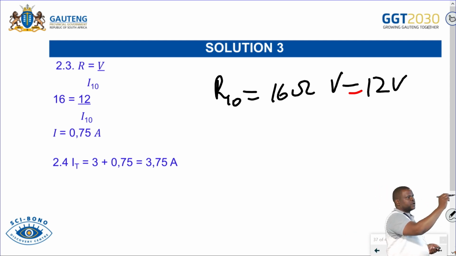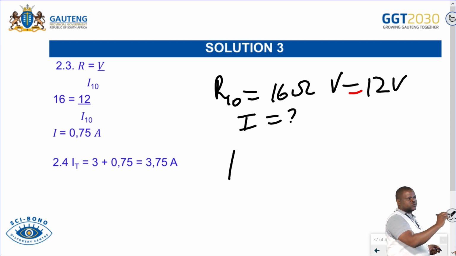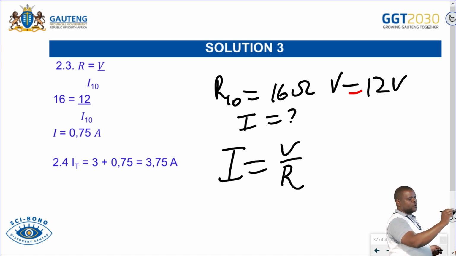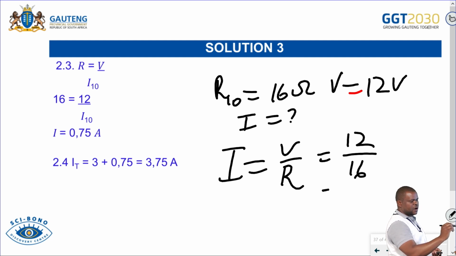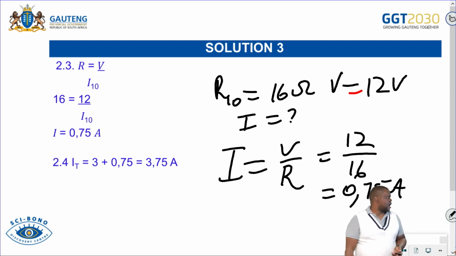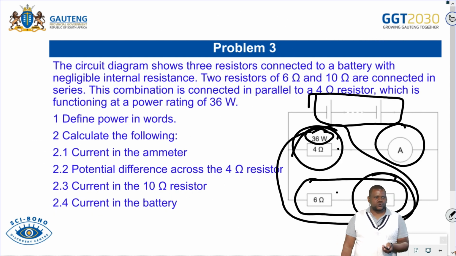Now we're looking for I, which is unknown. The formula that we can use is I equals V over R. V is 12, and R is 16. Which gives us 0.75 ampere as our answer. Then question four, let's go back to the question.